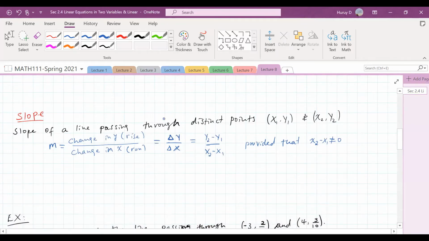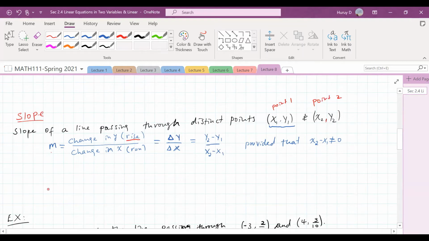So what is slope, or how do we find slope? Suppose we have a line that passes through 2 points. This is point 1, so we use x1, y1. And point 2, we use the coordinates x2, y2. Now, m is the slope of the line. So the slope is change in y over change in x. In some books, you may find this called rise over run.